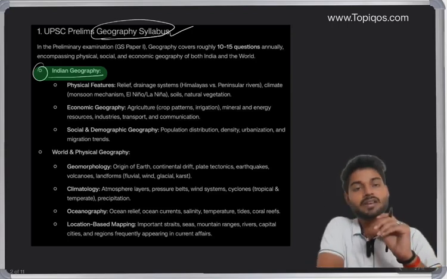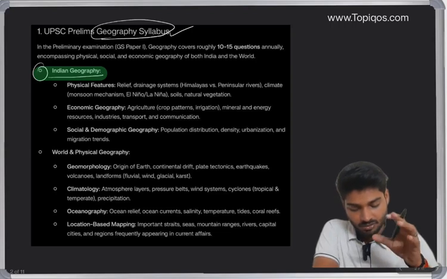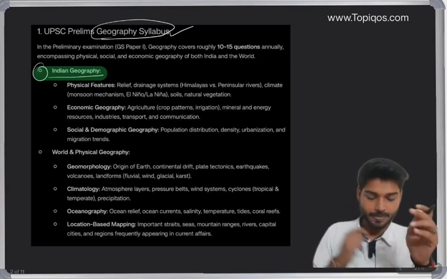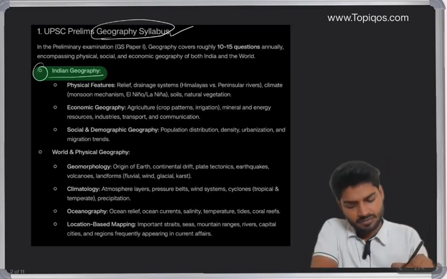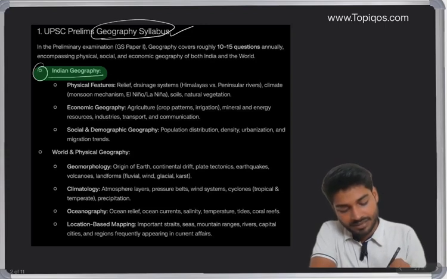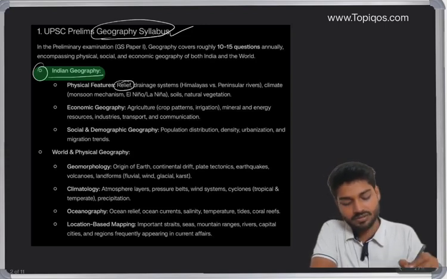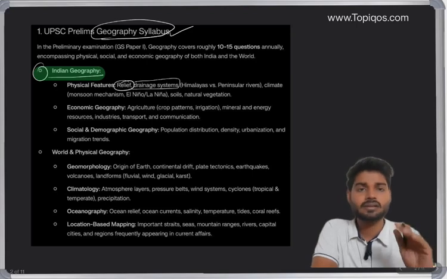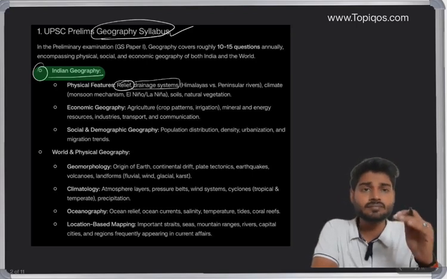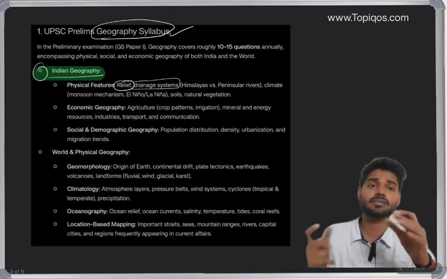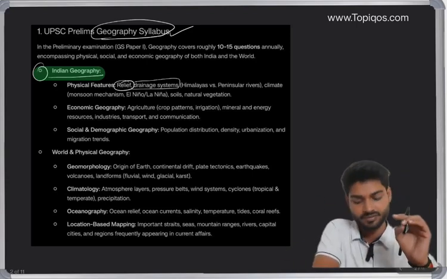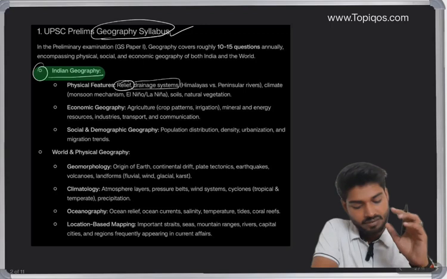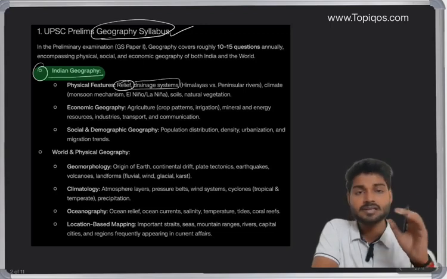Okay, so in case of Indian geography, what do we have to study? Basically we have physical features, economic geography, and then social demographic geography. You are already aware that we will have to study relief, and then the drainage system. Relief means passes, mountains, the topography of Indian geography. Then we have to study the Himalayan versus peninsular rivers.